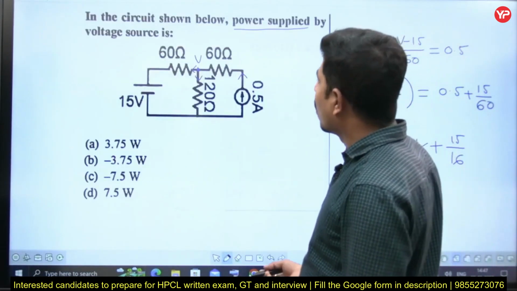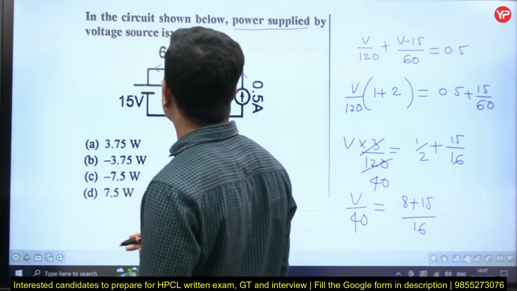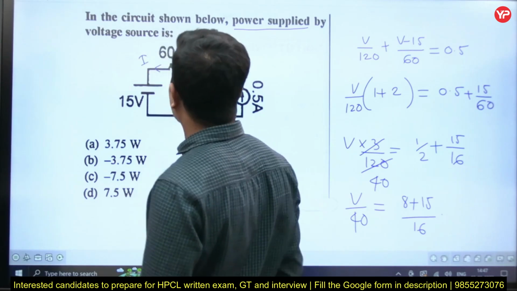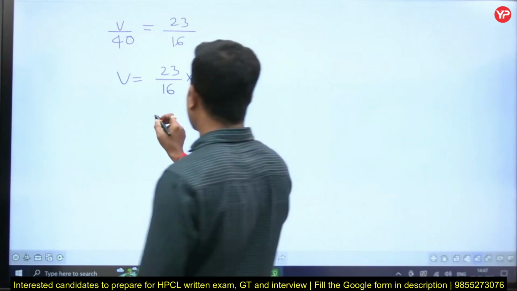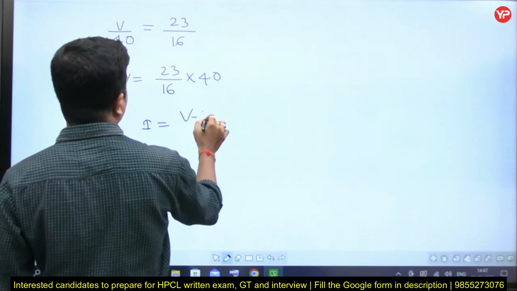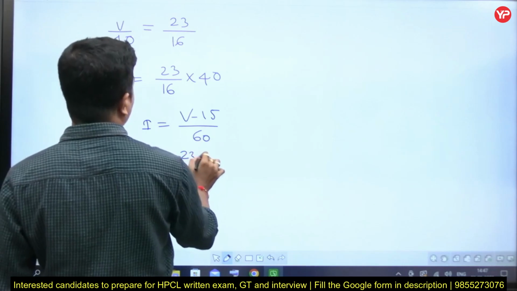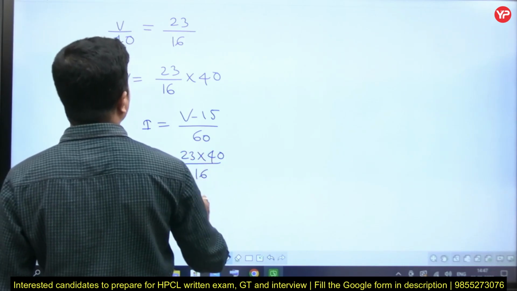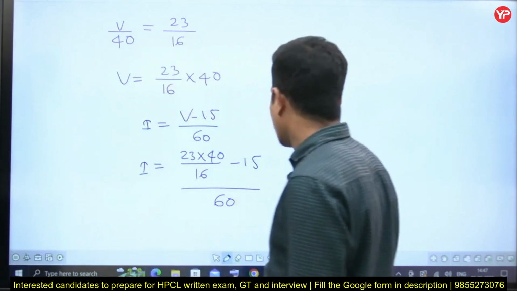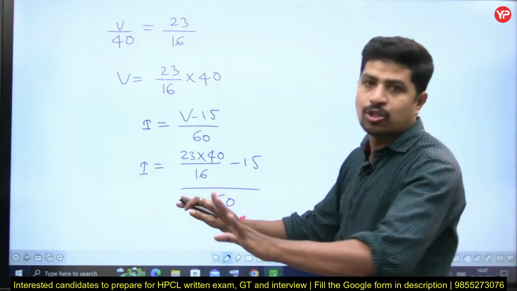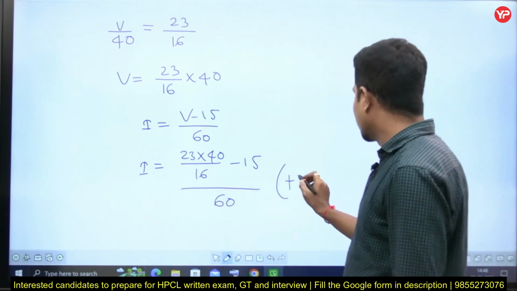Now, what is asked is the power supplied by the voltage source. The current flowing in this one is, suppose I say I is equal to V minus 15 by 60. So I is equal to V, which is 23 into 40 by 16, minus 15 by 60. If you observe carefully, we need not solve. I can say that I is negative. Sorry, positive. I is positive.